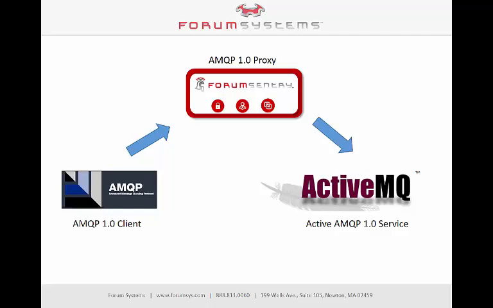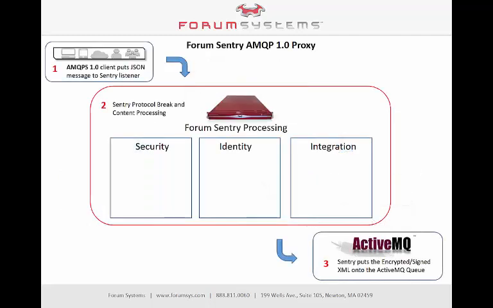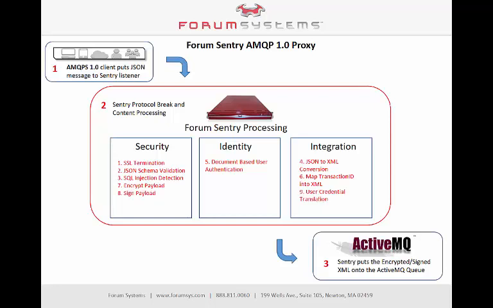We'll use a Java AMQP 1.0 client that'll put a message through Sentry to an active AMQP service. Sentry will perform the following on the incoming request: SSL termination, JSON schema validation, SQL injection detection. It'll convert the document from JSON to XML. It'll then do document-based user authentication. It'll map a transaction ID into the new XML document. It'll encrypt the payload, it'll sign the payload, and then it'll translate that user credential into a SASL format that'll be required on the active AMQP service.